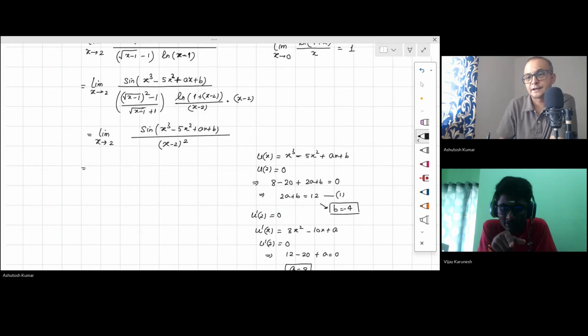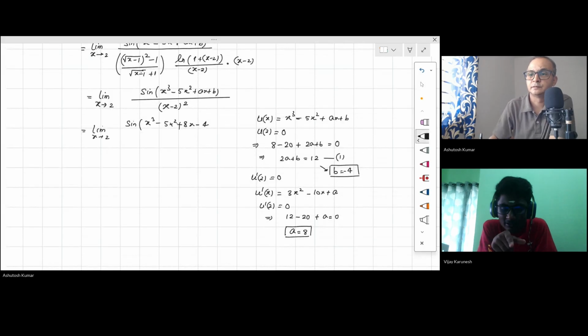Now what will happen, you see, when you take this idea, limit x tends to 2, this will become sine of x cube minus 5x square plus 8x minus 4, over x minus 2 the whole square. And you see that since I have taken x minus 2 as a factor of it, at x equal to 2 this will be 0, the sine will go away.